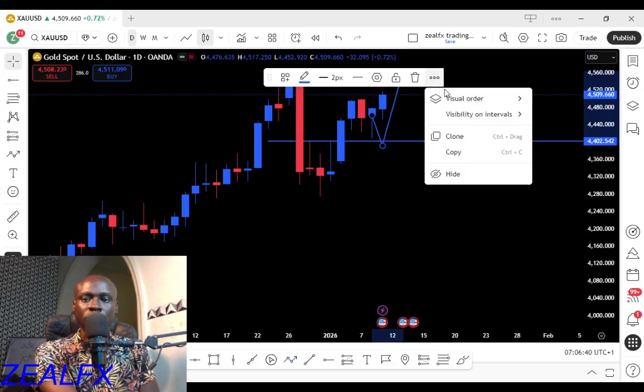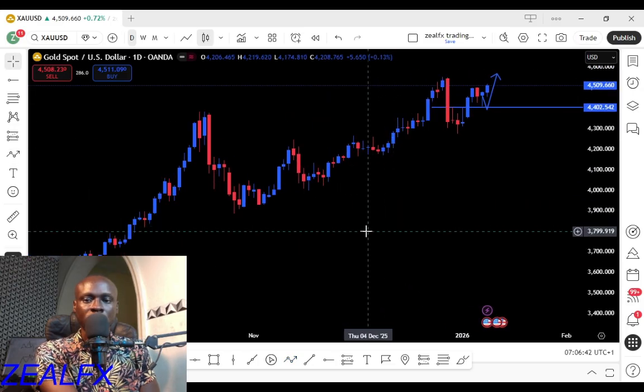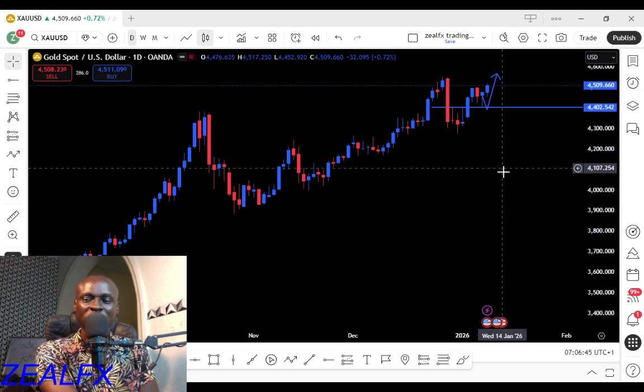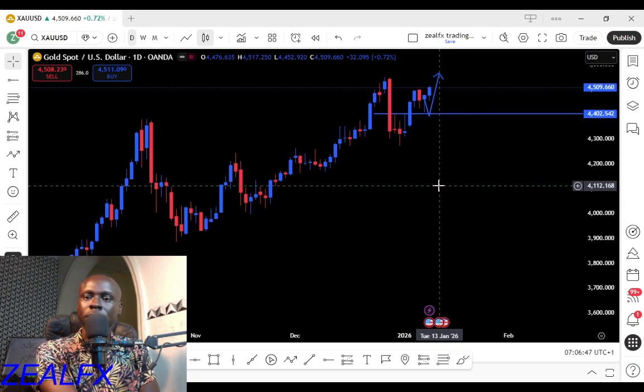So let's look at the structure of the Gold USD. The structure of the Gold USD remains bullish. So we expect more of a buy on Gold USD this coming week.